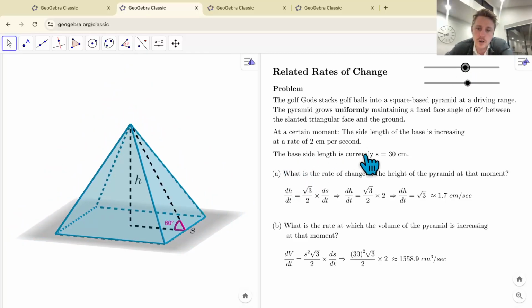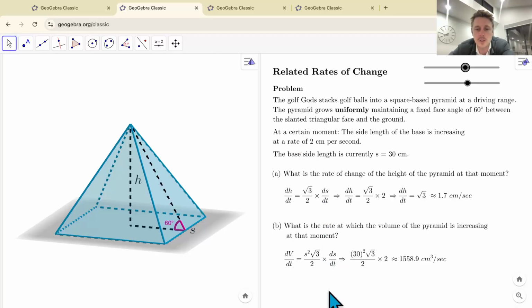The base side length is currently S equals 30 centimeters. So it's 30 centimeters when it's increasing at a rate of 2 centimeters per second. Okay, so the question we might be interested in is what is the rate of change of height of the pyramid at that moment? From before we saw that dh/dt equals root 3 on 2 by ds/dt, but now we know what ds/dt is. We know that the rate of change of the side length with respect to time is 2. So we get that dh/dt is just root 3, which is 1.7 centimeters a second. So when the side length is changing at a rate of 2 centimeters a second, the height is changing at a rate of 1.7 centimeters a second.